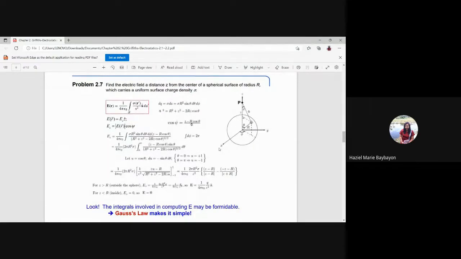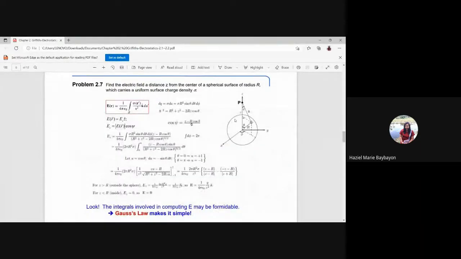So, we have here a problem. Okay, so let us take a look at this problem, class. Yes. So find the electric field at distance z from the center of a spherical surface of radius r, which carries a uniform surface charge density sigma. Okay, so we are given with a spherical surface of radius r, and we want to know the electric field at distance z from the center.